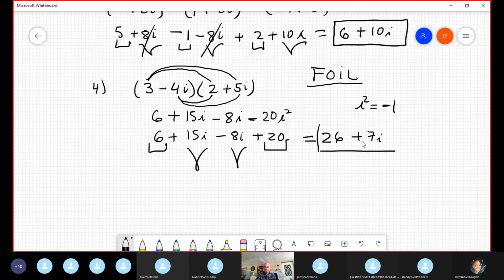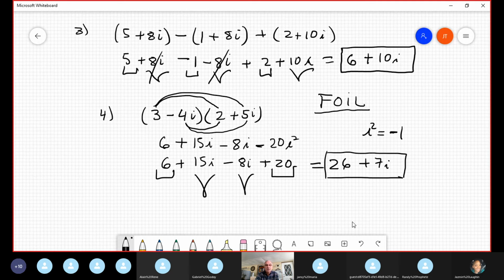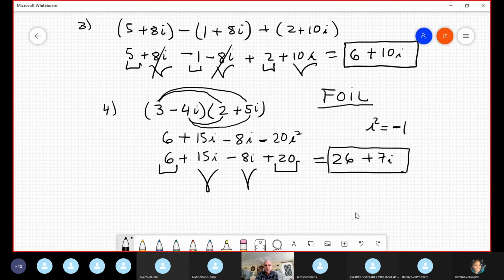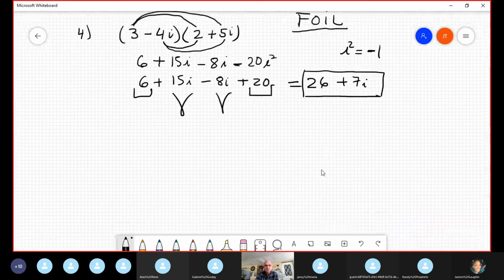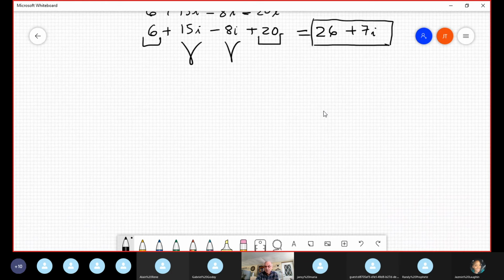Final answer. Done. Any questions, guys? So in the test, you can find addition, subtraction, and multiplication. No division. I don't know why, but no division. Let's move on to number 5.